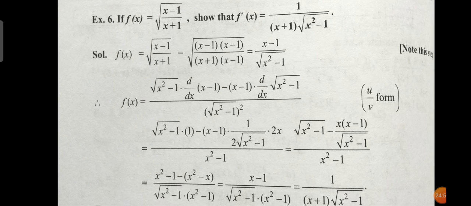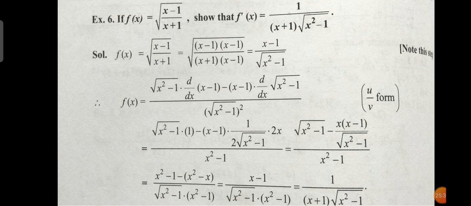An example is given. Root of x minus 1 by x plus 1. We have to show that f dash of x is 1 by x plus 1 into root of x square minus 1. So first, what is the function? It is a quotient function. So you have to use the quotient rule.